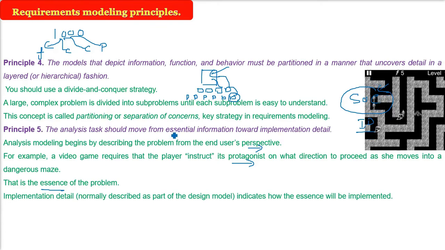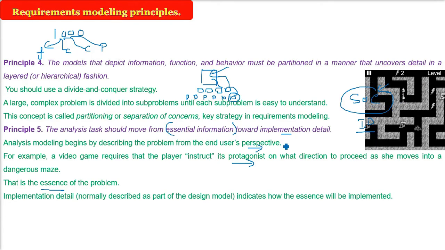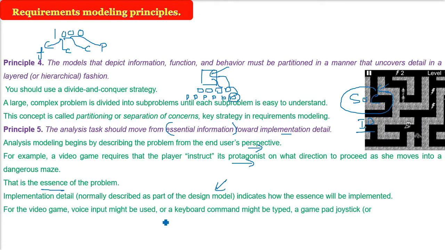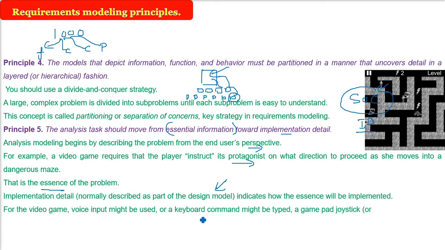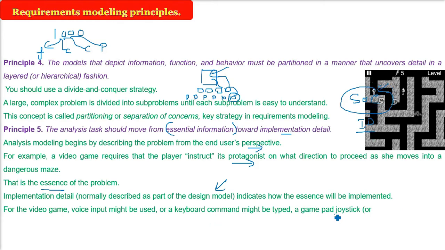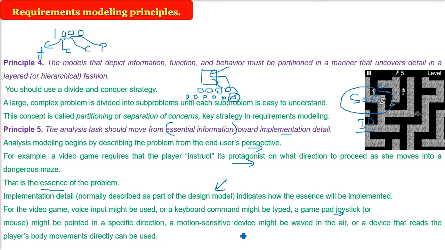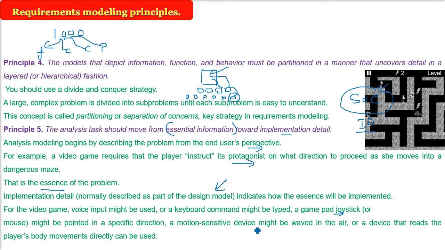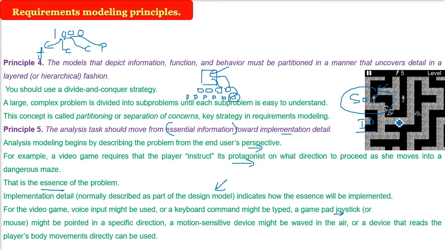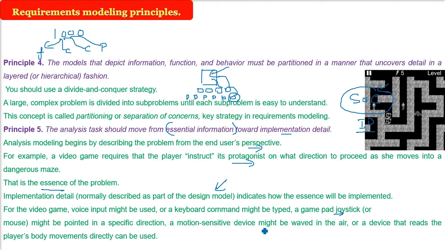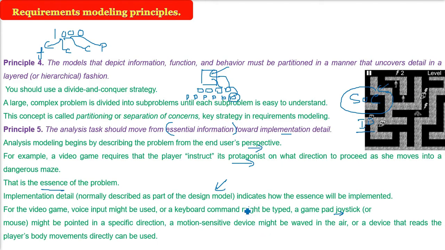That is, this is a part of a design model. If you don't know the problem, if you don't know the essential information, there is no point in going to implementation detail. So here, which is a part of the design model, which is implementation detail, you can give voice input or keyboard input. You can use a mouse or joystick or a motion sensitive device. Some sensors can be there, or even the user moves their hand or body. It should note it and move it in that direction. So this is the implementation detail, but the essence is something different.